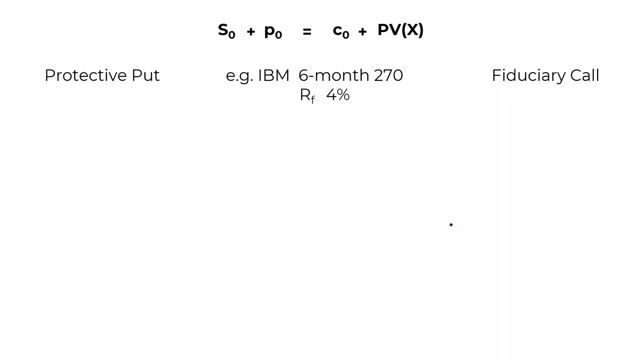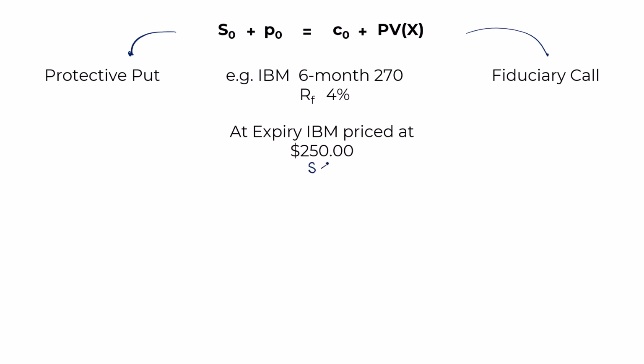We have here an example. For IBM, 6-month 270 strike. Risk-free is 4. We'll use that shortly. We're going to compare the protective put and the fiduciary call. And we're going to look at the payoffs in 2 scenarios. First of all, we'll look at what happens if IBM stock at expiry is priced at 250. Note, that means at expiry, the underlying is worth less than the strike. The strike is 270. What do we get out of our protective put, S and P?